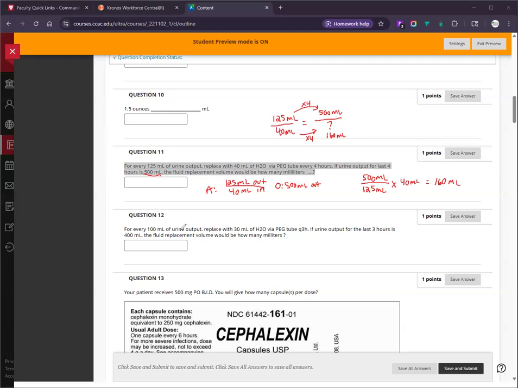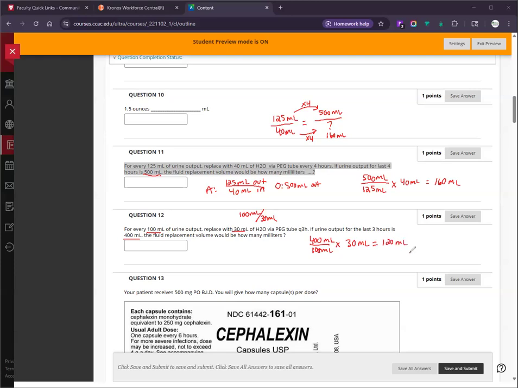For number 12, I would do the same thing. They just changed the parameters: for every 100 out, replace with 30. So my available is 100 milliliters per 30 milliliters, and 400 milliliters is what they actually voided. Following my methodology, 400 milliliters over my 100 milliliters times the 30 milliliters. 400 over 100 is 4, times 30 would be 120 milliliters.